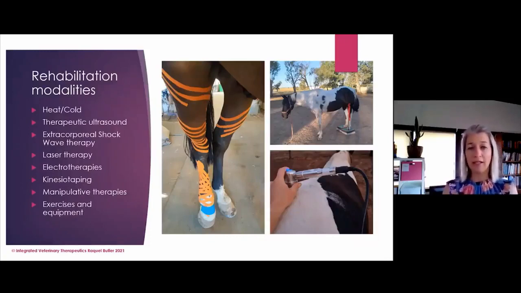Kinesiotaping can usually be tailored; you tape in different ways for the different stages of healing. Manipulative therapy: whether massage is more appropriate, or osteopathy, chiropractic, craniosacral, bone therapy, like which therapy. Often now, qualified body workers have a whole toolbox of different therapies that they can utilize to tailor it to your horse's problem. And then what exercises are you going to do, and with the equipment that you have.